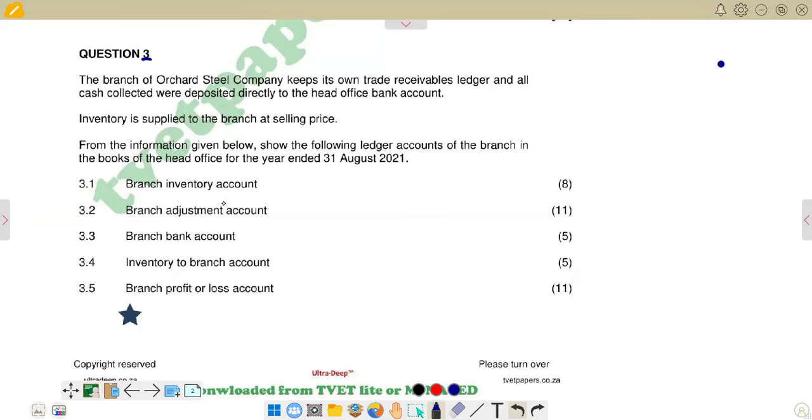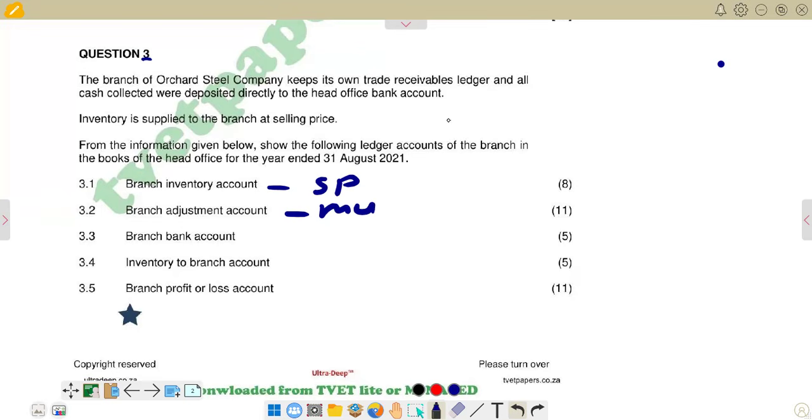So we've got the branch inventory account, branch adjustment account, branch bank account, inventory to branch account, branch profit or loss account. So these are the accounts that we have. You'd see that on the first account, this is the branch inventory account. We are going to enter there the values of inventory at sale price. Very important to take note of that. And then on branch adjustments, we are going to enter in the value of markup.